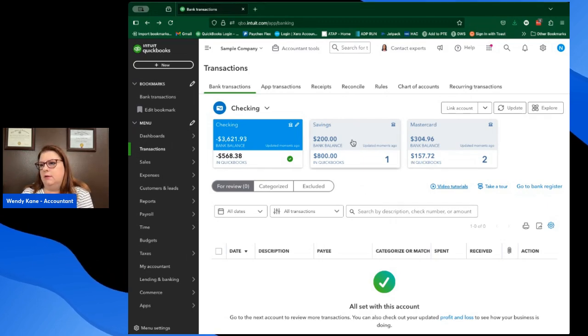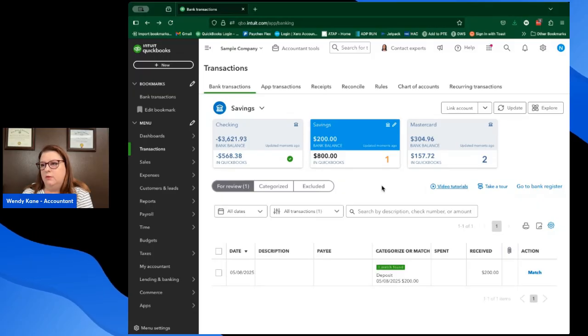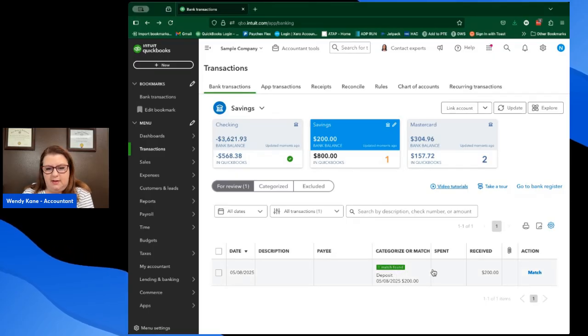Okay, here is another reason that your balance may not equal in QuickBooks, and this is specific to QuickBooks. Okay, so they have a savings account. The bank says they have $200. QuickBooks says they have $800. This deposit matches up.